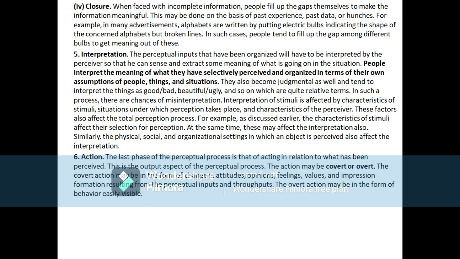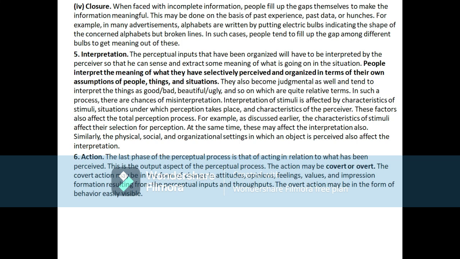The action may be covert or overt. So finally we are doing the thing, we are making an action. The action may be in the form of covert or overt. Covert means the hidden, concealed aspect. Overt means the visible aspect. Covert means a change in attitude, opinion, feeling, values and impressions. And overt means the action may be visible. That is the clear difference between covert and overt.